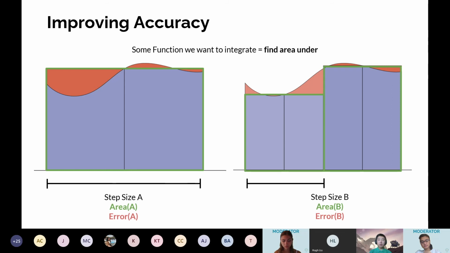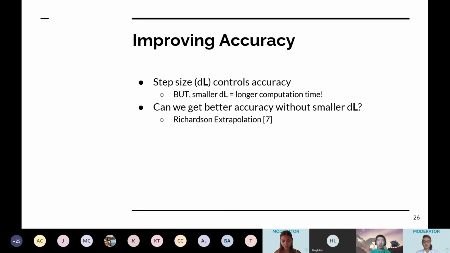Whenever we do numerical integration, realize that it's basically just a bunch of finite width rectangles. The narrower we make these rectangles, the closer the estimated area gets to the actual area. But we always have some amount of error compared to the actual integral, which we don't really know because we don't know what the actual integral is. One way we can improve accuracy is by decreasing the step size. But if we decrease the step size, we increase computation time, and we throw away all the hard work we did optimizing the code. But is there a way that we can get more accuracy without using a smaller step size?